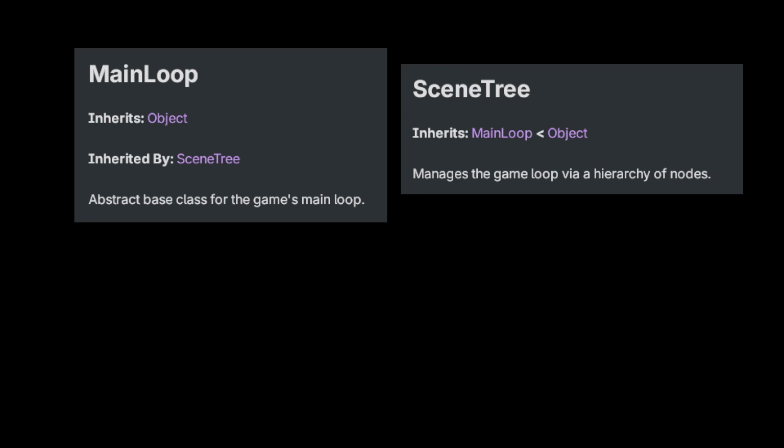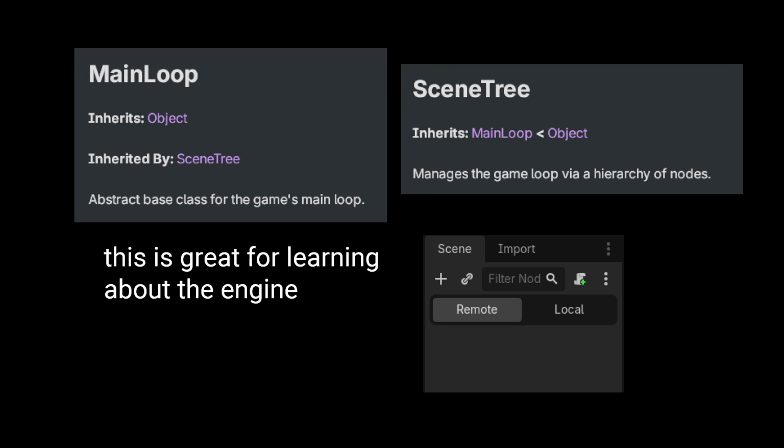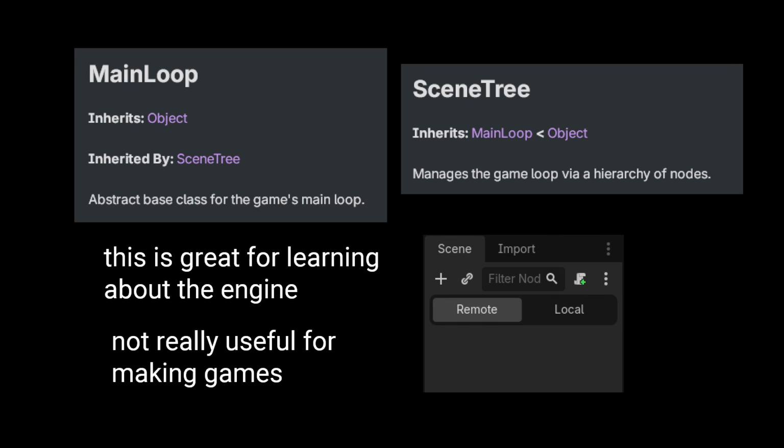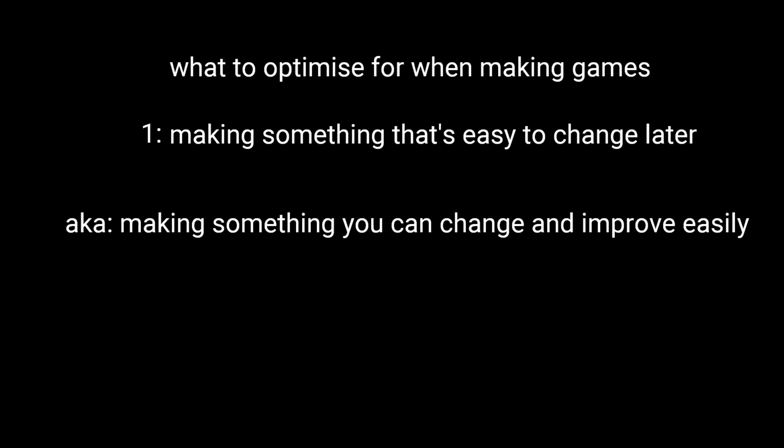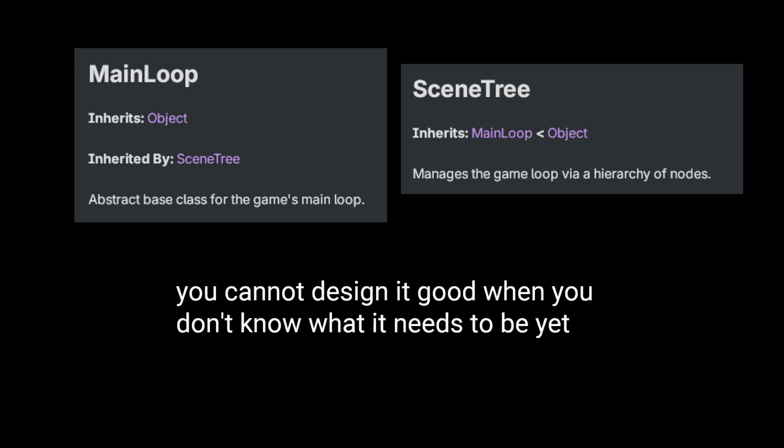The main loop and scene tree are things that you could change if you wanted absolute total control over your game, but I don't actually think that helps make games any faster or better. In my opinion, the main priority to optimize for in game architecture is making something that's easy to change later. And I'm pretty confident that there are almost no situations where you could design a version of the main loop or scene tree that will actually help you do that.